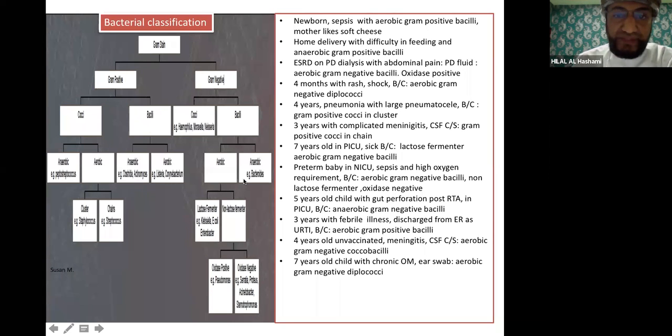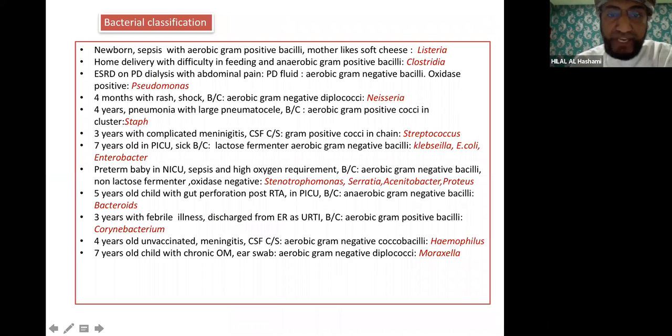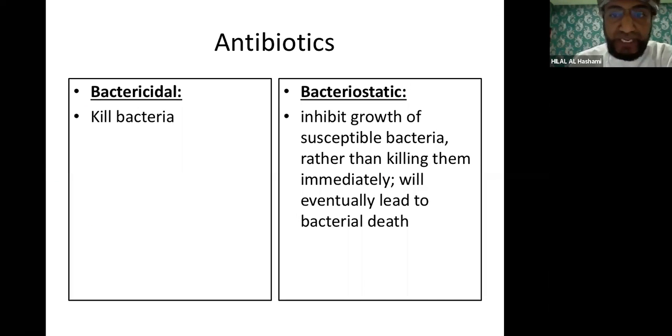So basically, this is the clinical scenario or implication of that diagram. Now, the antibiotics are classified into bactericidal and bacteriostatic. Bactericidal are antibiotics which kill the bacteria. On the other hand, bacteriostatic are antibiotics that inhibit the growth of the susceptible bacteria rather than killing them, but eventually they will be killed by the patient's immune system.